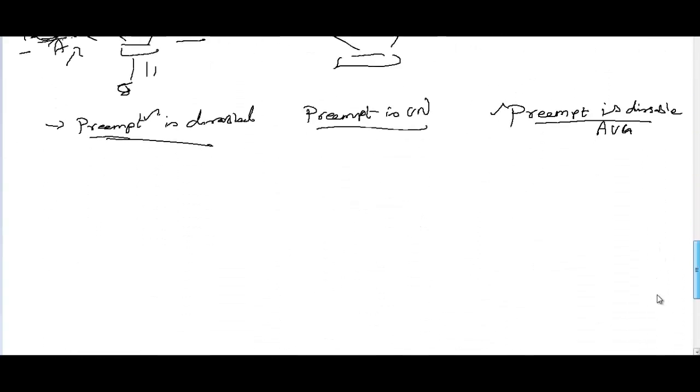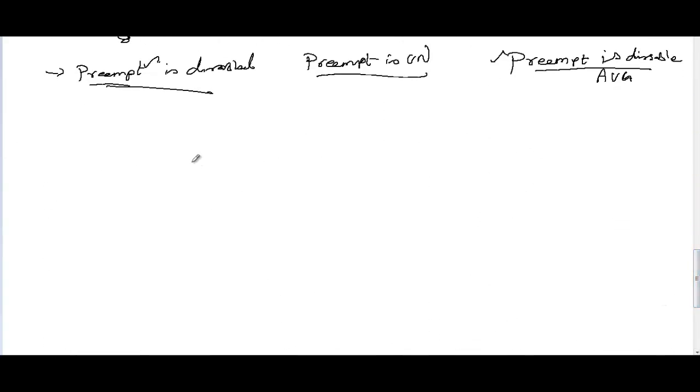But for all these three protocols, the MAC address is not the same. For HSRP, the MAC address will be 0000.0c07.ac and then the group ID.